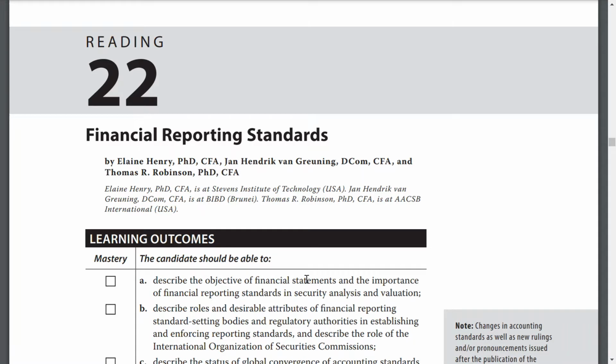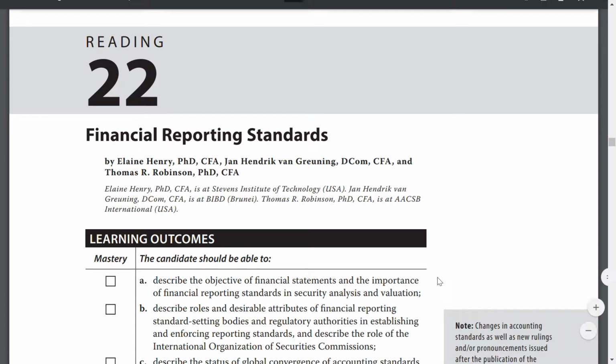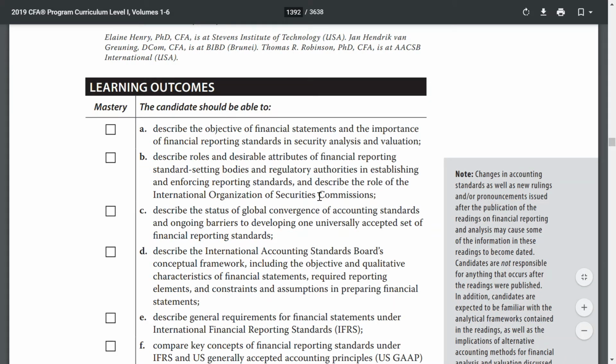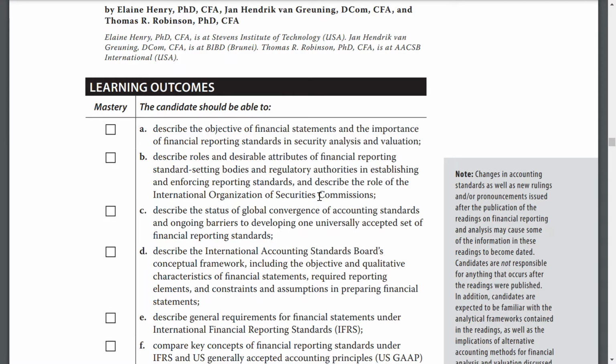Describe the roles and desirable attributes of financial reporting standard-setting bodies and regulatory authorities in establishing and enforcing reporting standards, and describe the role of international organizations of securities commissions. Describe the status of global convergence of accounting standards and ongoing barriers to developing one universally accepted set of financial reporting standards.